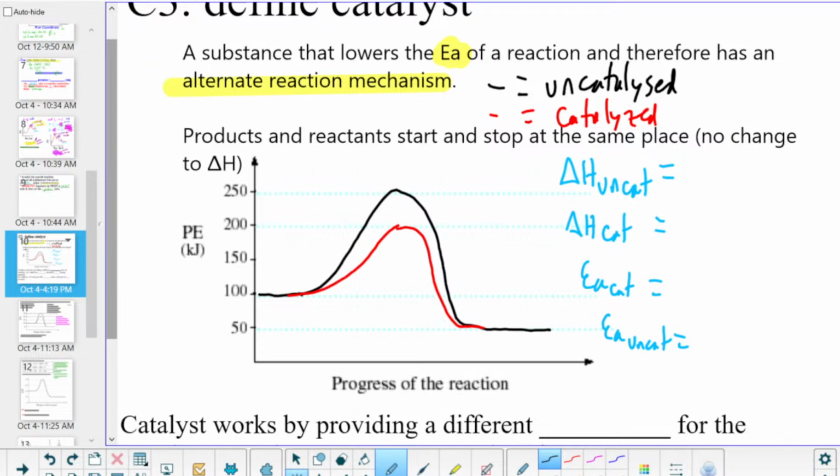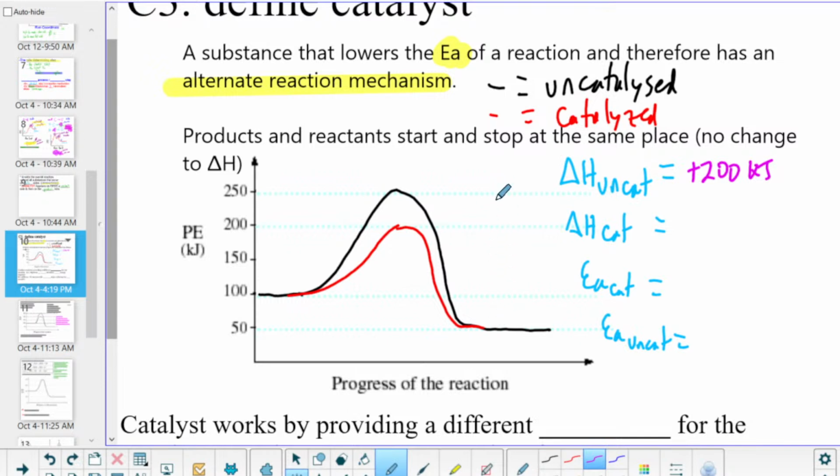Martin, what is the delta H of the uncatalyzed reaction? I'm not 100% sure, but I believe that it is 200 plus 200 plus 200 kilojoules. And where did you draw that on the graph? What part of the graph is that? From the product end to the top. That's wrong. That's not the right height.